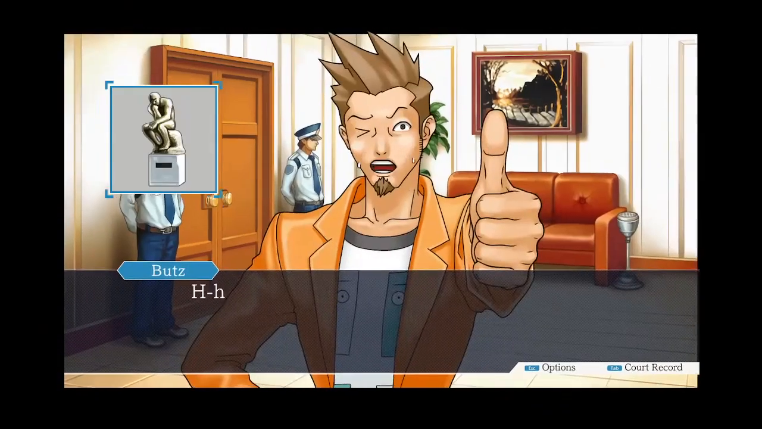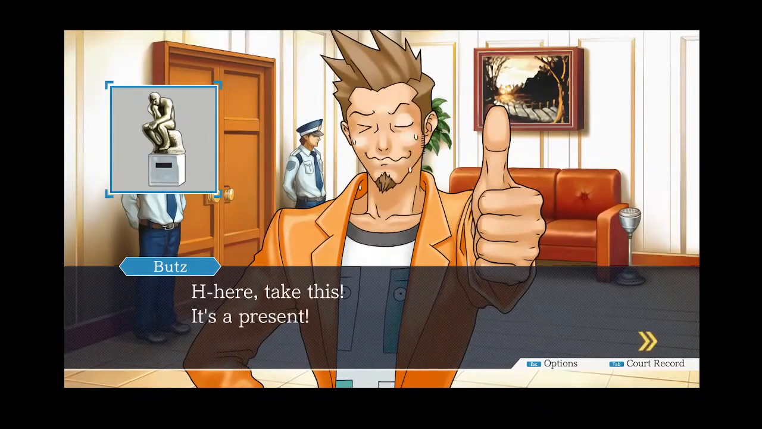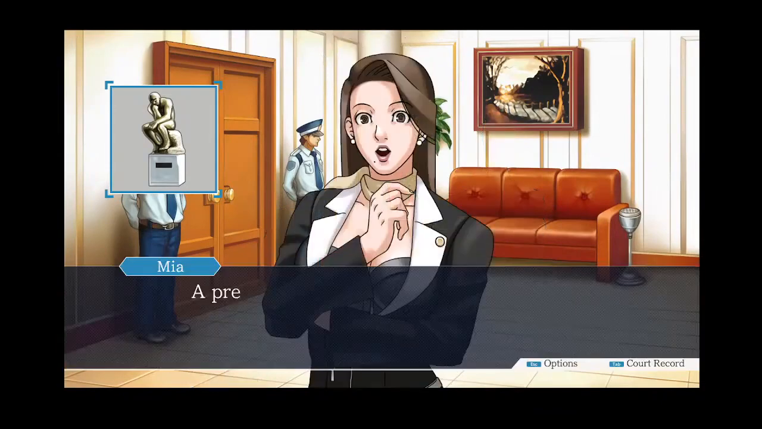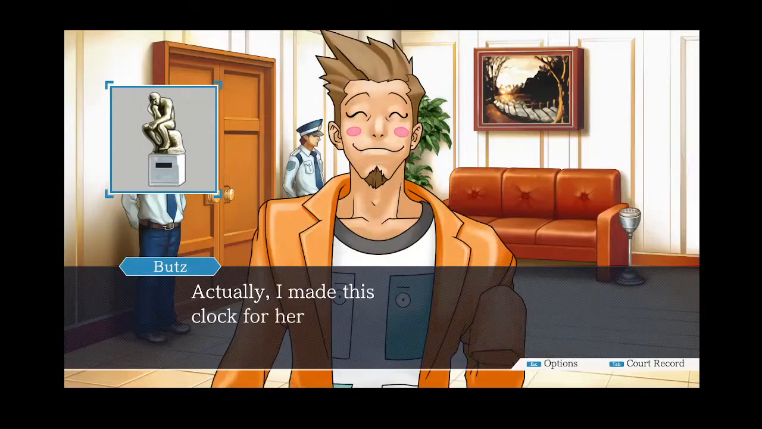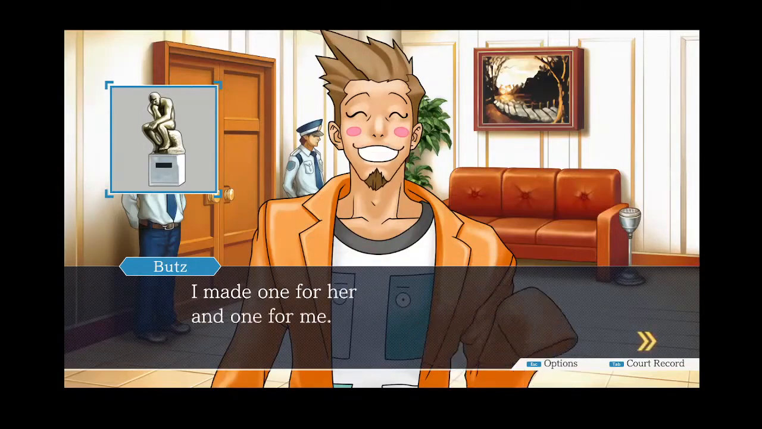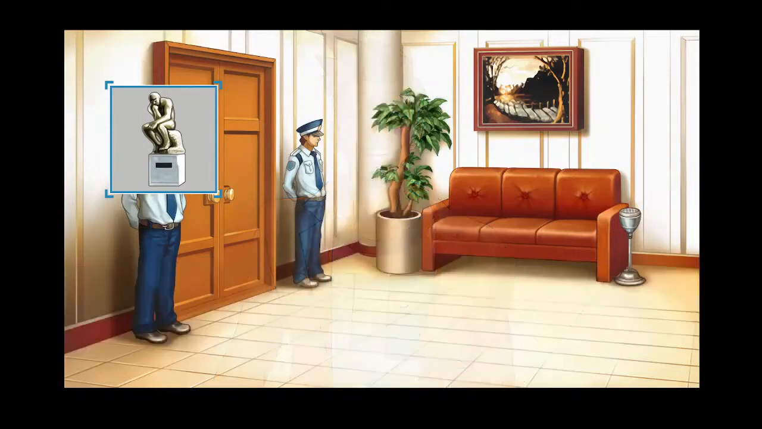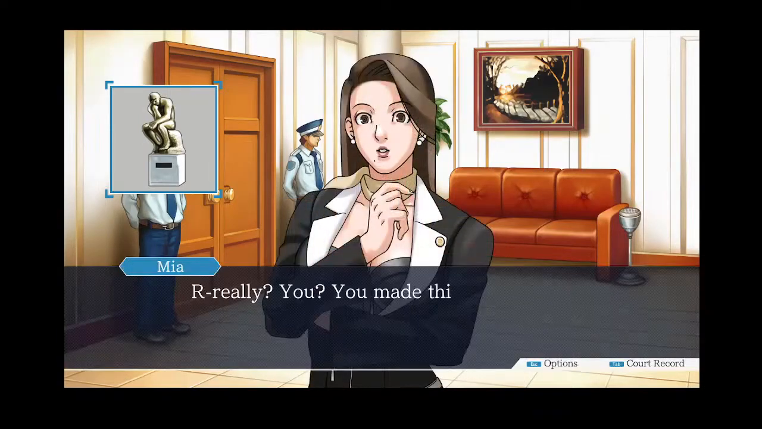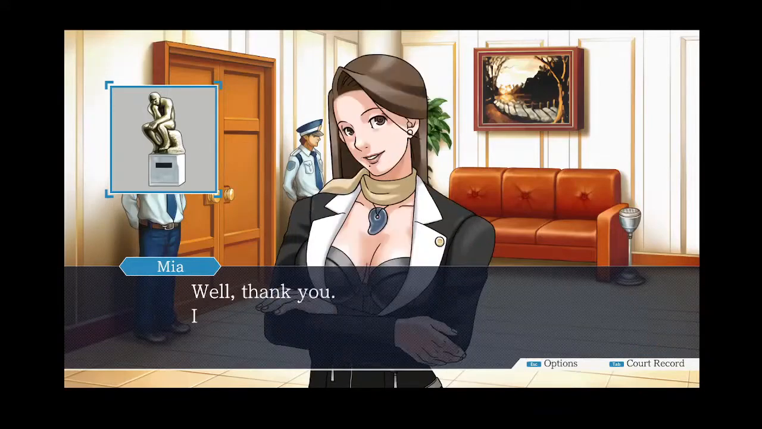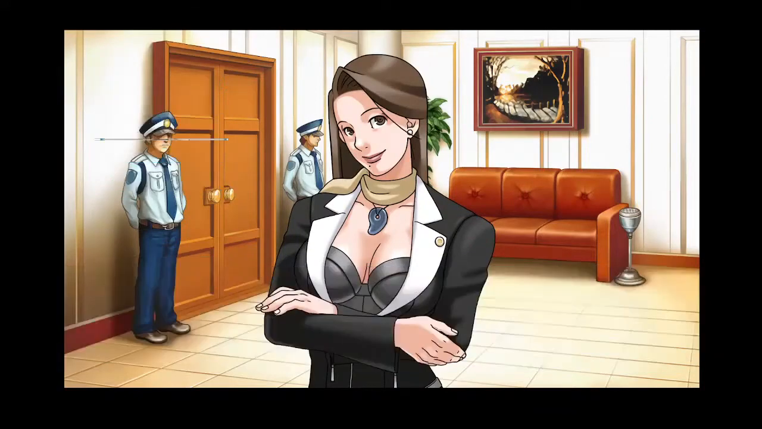Oh, hey! Here, take this. It's a present. A present? For me? Wait, wasn't this the evidence that... Actually, I made this clock for her. I made one for her and one for me. Really? You made this? Well, thank you. I'll keep it as a memento.